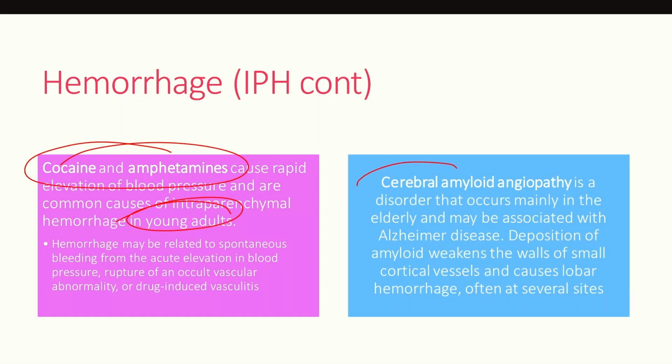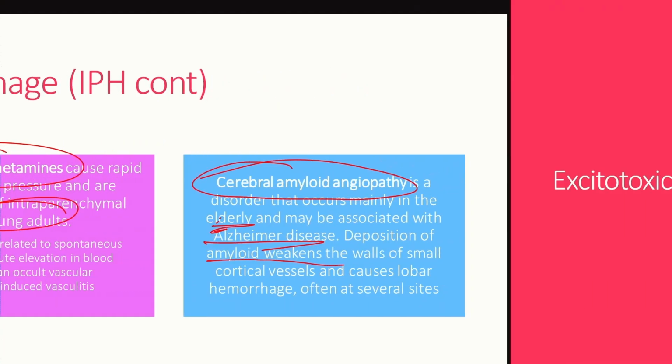Another one is cerebral amyloid angiopathy, a disorder mainly in the elderly that may be associated with some Alzheimer's as well. Again, those amyloid plaques weaken the walls of those small vessels. So these amyloid plaques are not good in the cell body on the nerves. They cause disruption in conduction. If they get lodged in the vessel walls, they weaken those walls as well.